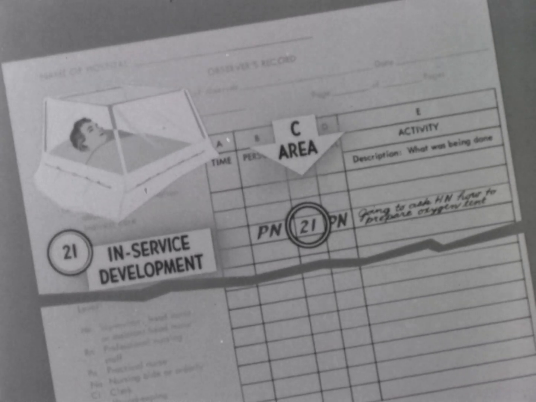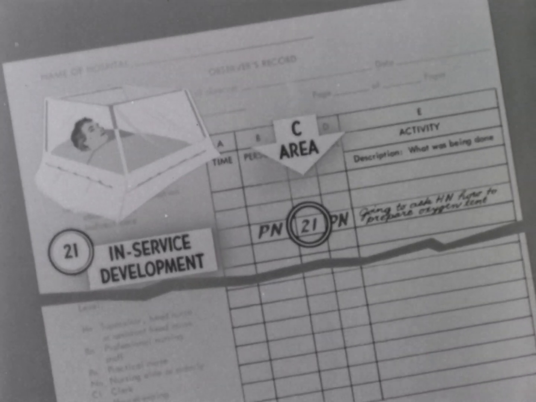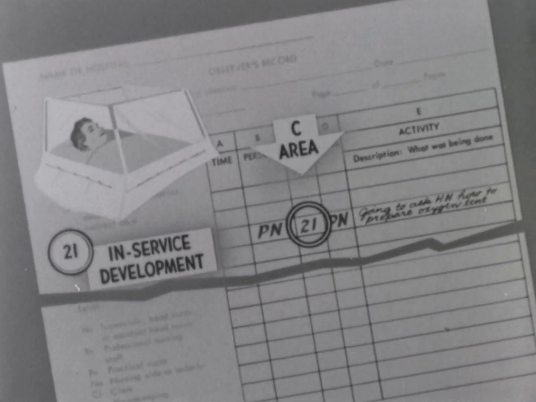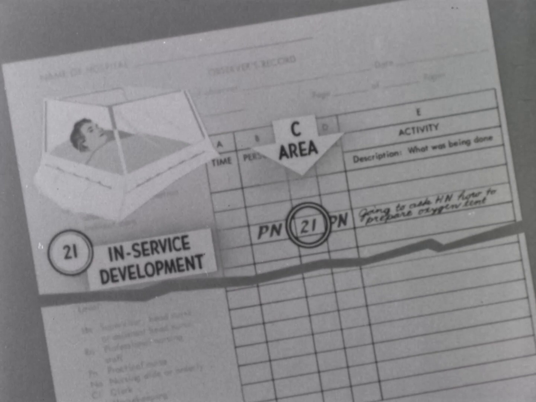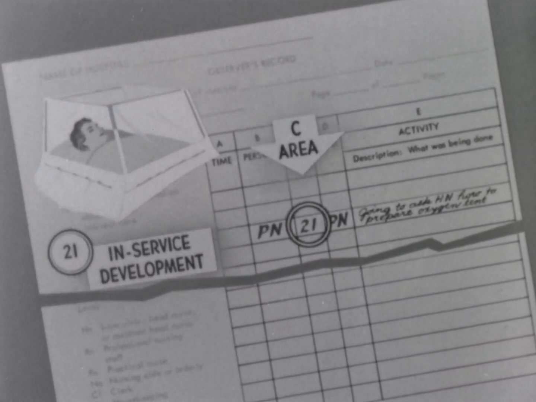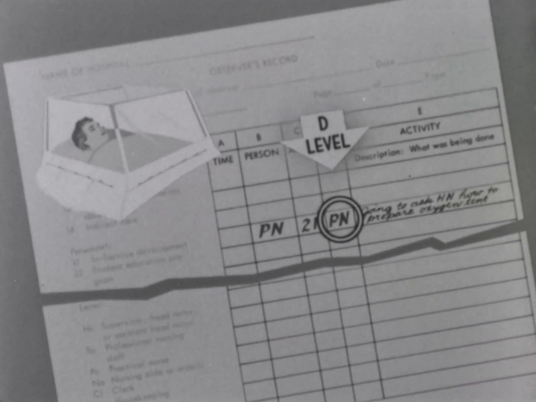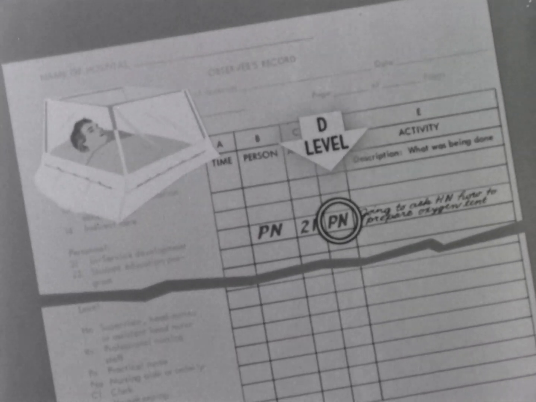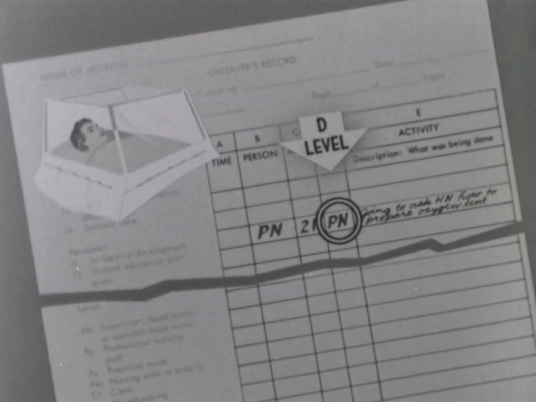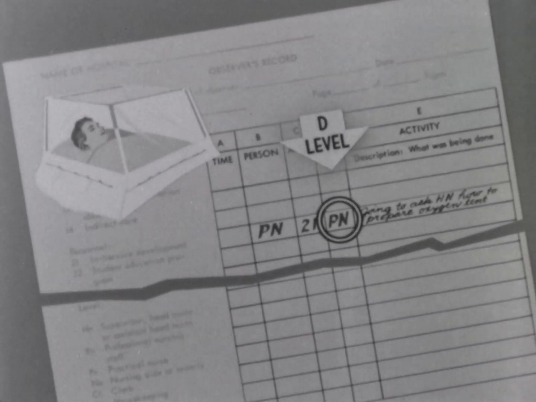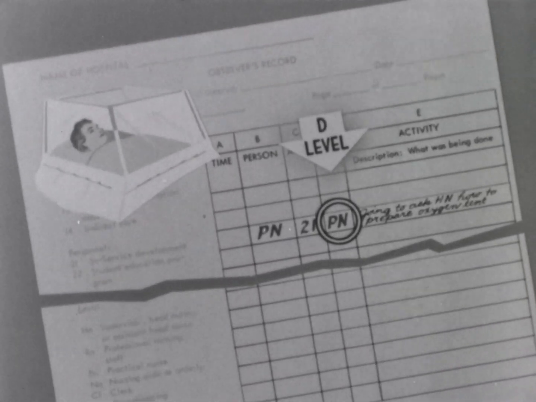This is the chosen code because the observer understands that what the practical nurse is about to do is something which will improve her skill in caring for patients. The level, which is PN, is then inserted in column D. The practical nurse is functioning at her level when receiving instructions from the head nurse.